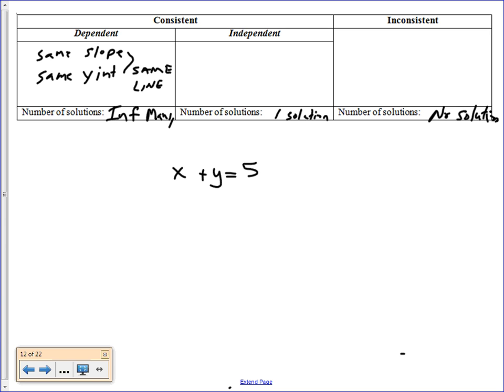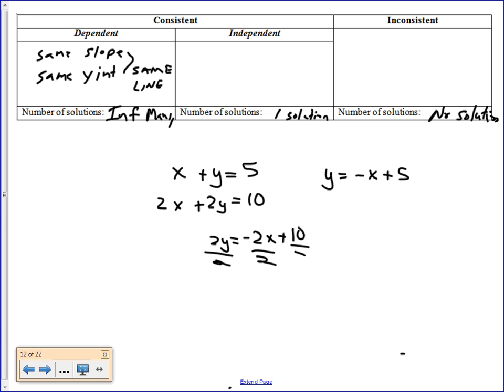If I said x plus y equals 5, and then I took that and made my second line by saying something like 2x plus 2y equals 10, this would be an example of a dependent system. The reason it would be dependent is because, look, if I solve this equation for y, I got y equals negative x plus 5 for that equation. Okay, that's what that is when I solve it for y. So if I took this equation right here and solved it for y, y equals negative 2x plus 10, I would then divide by 2, and I would get y equals negative x plus 5.